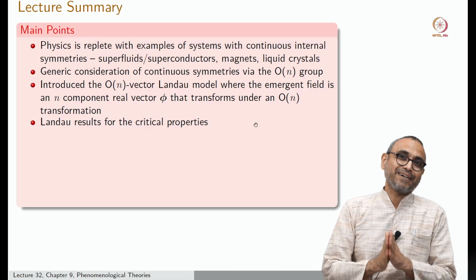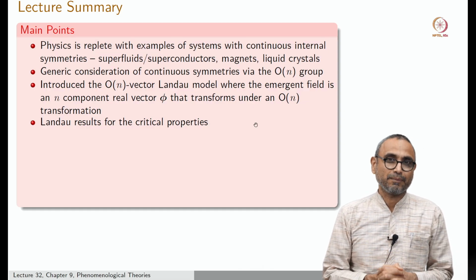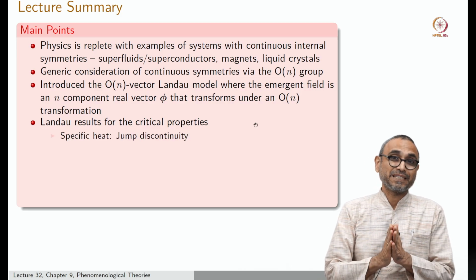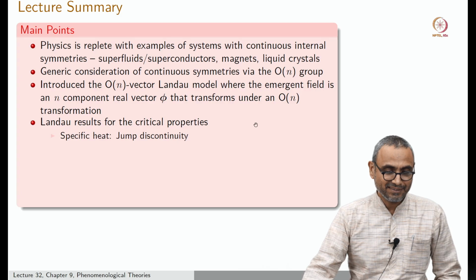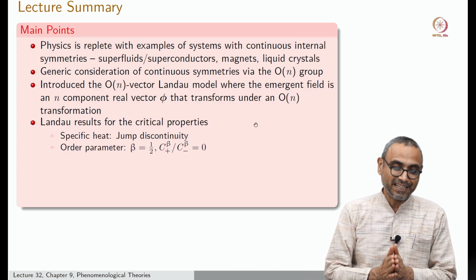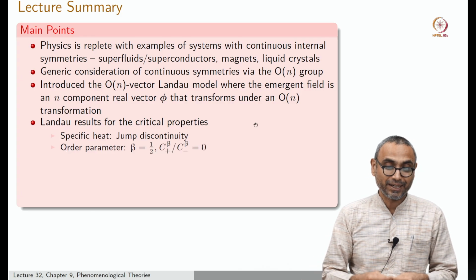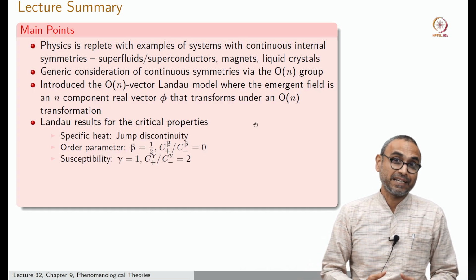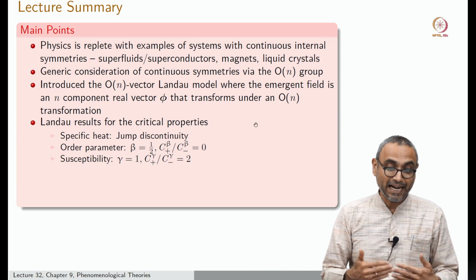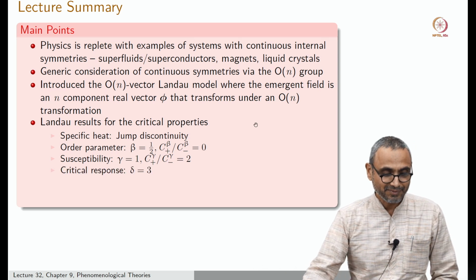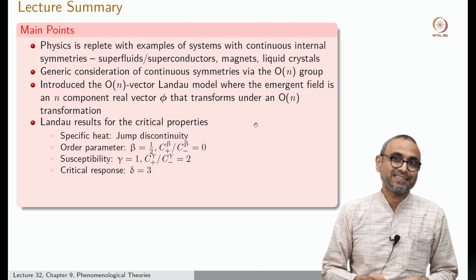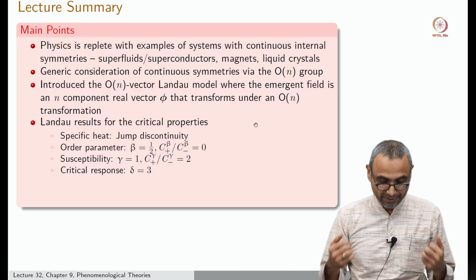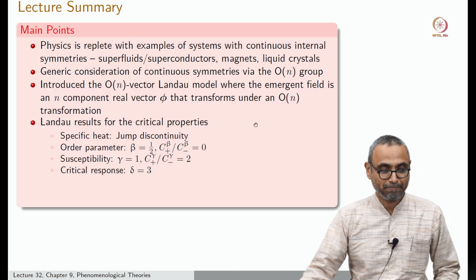Let's quickly revise the main results that we got from Landau theory for the critical properties. The first result is that the specific heat has a jump discontinuity. Second, the order parameter critical exponent beta is half and the amplitude ratio is 0. Third, the susceptibility critical exponent gamma is 1 and the amplitude ratio is 2. And the critical response at the critical point is described by the critical exponent delta, which is 3.